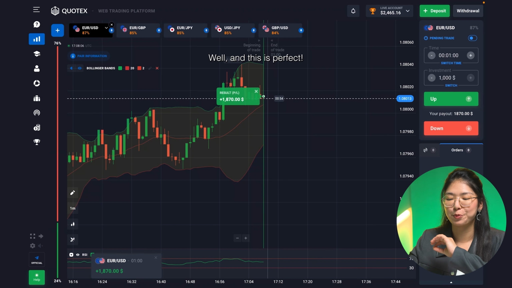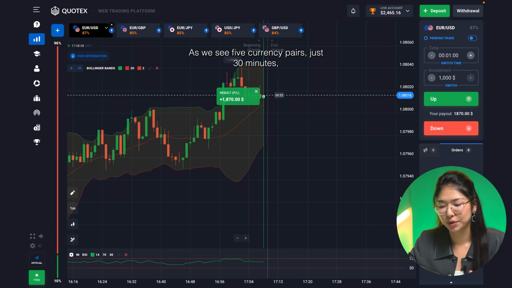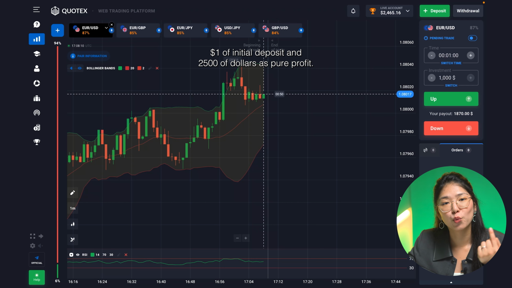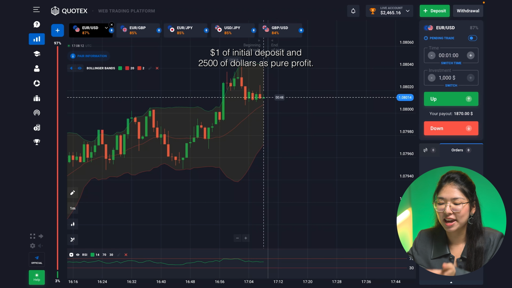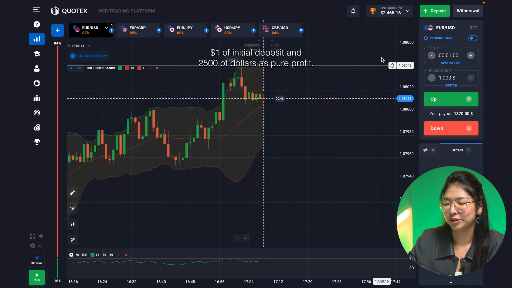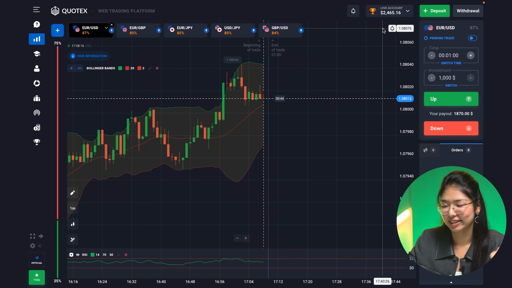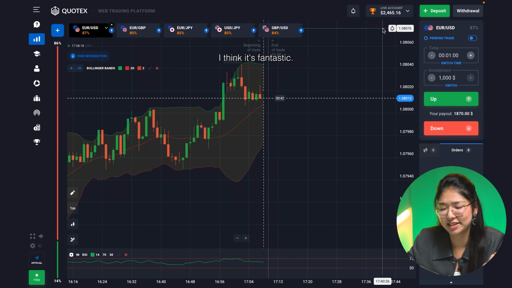Well, and this is perfect, and with 5 currency pairs, just 13 minutes, $1 of initial deposit and $2,500 is super profit. Guys, I think it's fantastic.